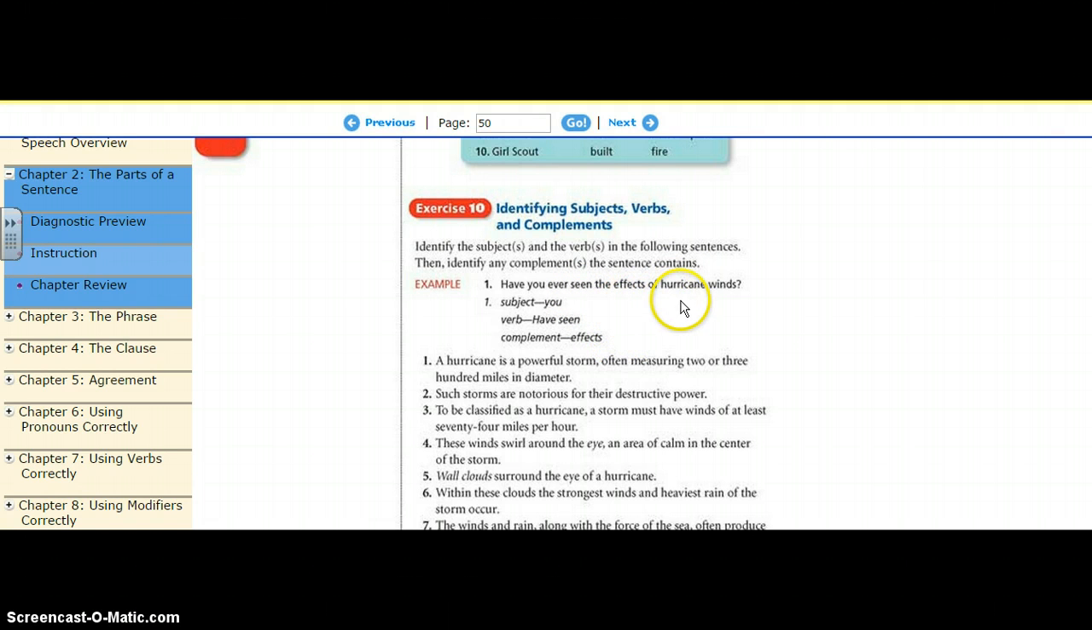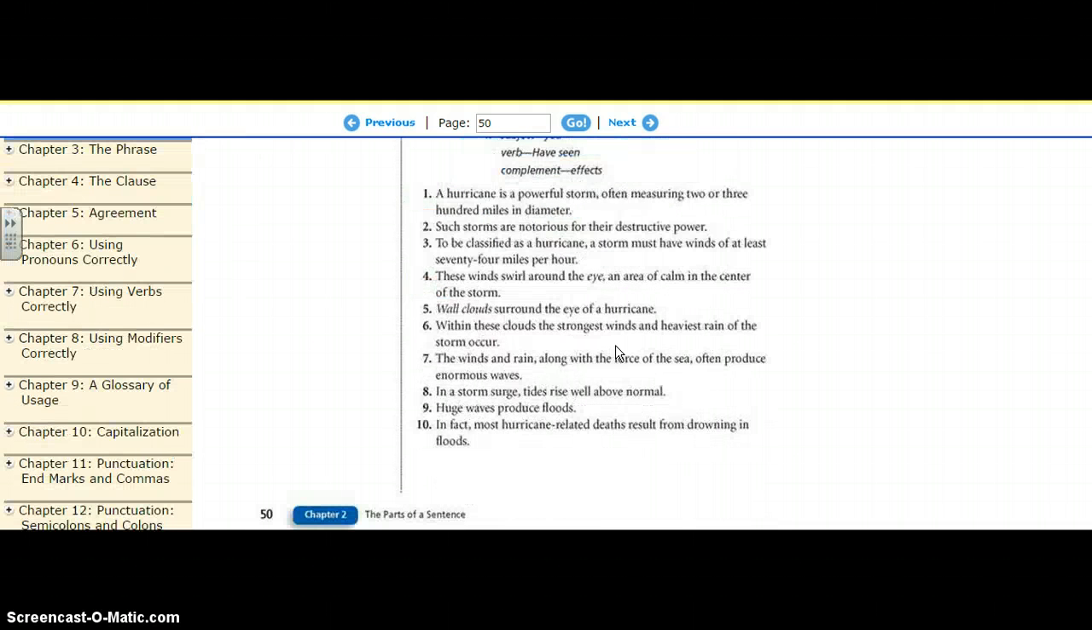Have you ever seen the effects of hurricane winds? The subject is you, have seen as the verb, and the complement answers what for effects. You will do the evens on exercise 10: 2, 4, 6, 8, 10. You may pause to complete this task.